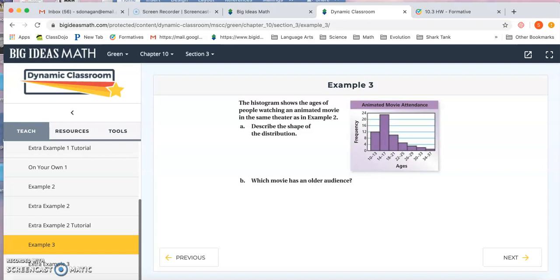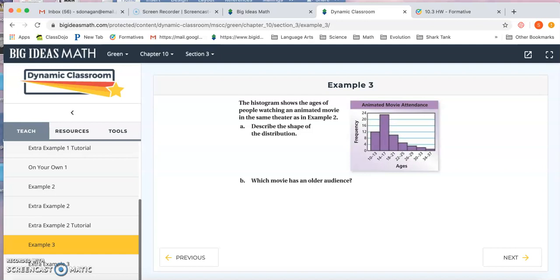Which movie has an older audience? Well, let's look at the title of this movie is animated, so let's look at our audience. It's 14 to 17 is our peak. Okay, the ages of 14 to 17. That's our peak of having the most people attended.